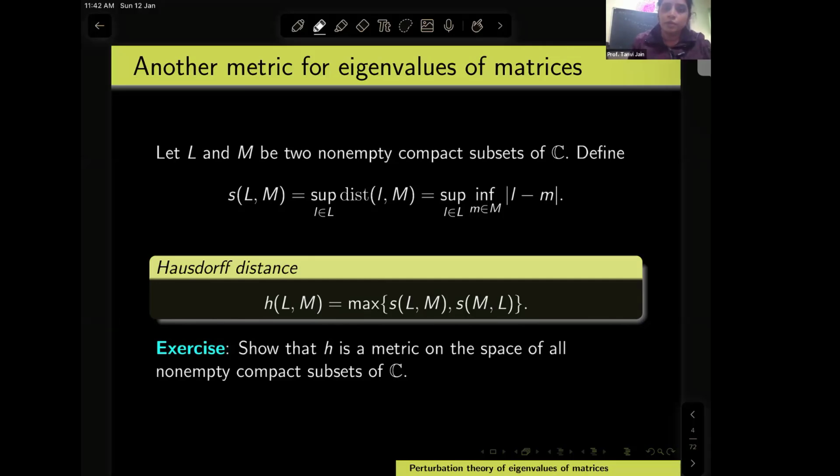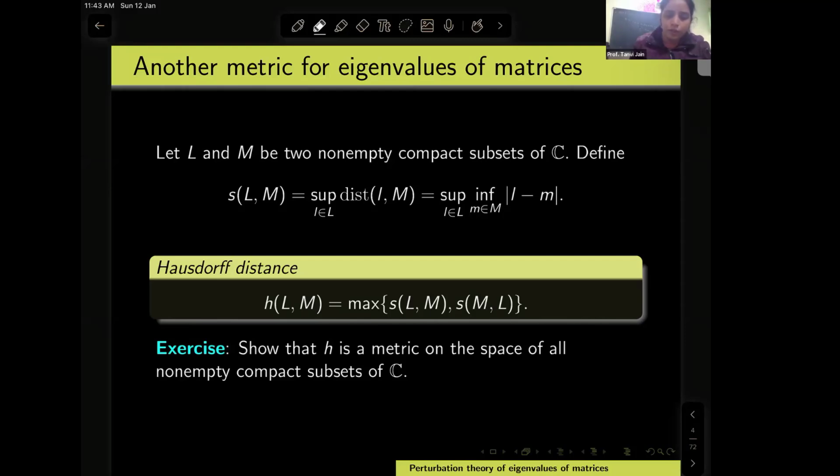So it's not necessary. It can be any topological space or any metric space. Basically, you can take any, but we are just restricting ourselves to C. So let L and M be any non-empty compact subsets of C, and we define S(L, M) to be the supremum of the distance between l and the set M, where the supremum is taken over all points l of my set L. So that is basically the infimum over all m of the distance |l − m|, and then taking the supremum over all l in L.